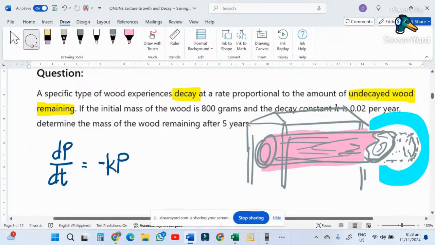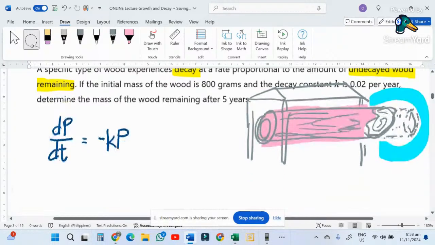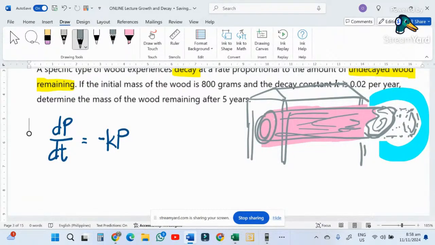Now let's continue. If the initial mass of the wood is 800 grams, so initial mass, M sub O, is 800 grams, and the decay constant, K, is 0.02 per year. What does it mean, 0.02 per year? So if you multiply the 0.02 to the original mass, then that could be the total amount of mass that is going away each year, because that is the constant rate.